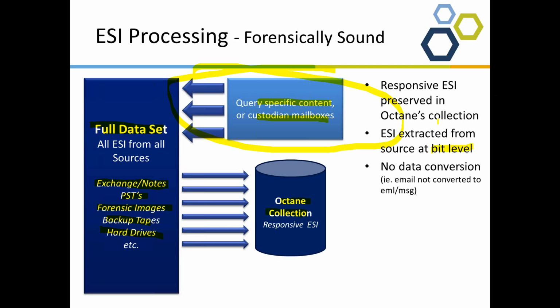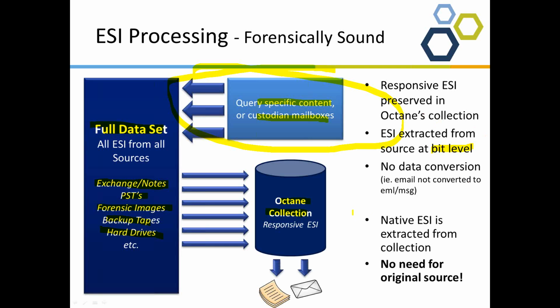And it's done at a bit level. So for example, for things like email, if you're extracting, say, a custodian mailbox or specific emails, it'll extract it and capture a bit level image of that content, so there's no conversion of the email to EML or MSG format. You can go out there and grab full mailboxes or full PSTs into the repository and then bring it back into your lab and do further culling on that repository and extract the native files and emails, and no need for the original source in that case.